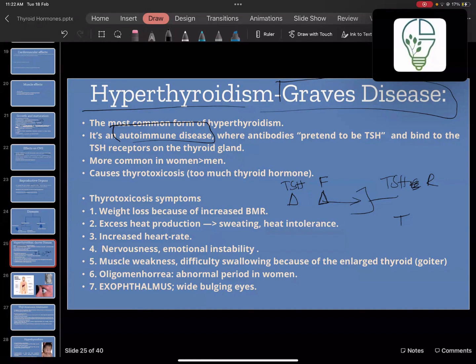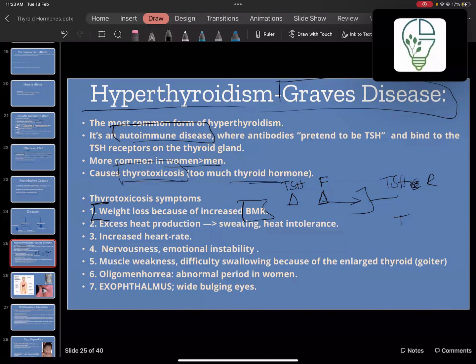So it's more common in women, and it causes thyroid toxicosis, which means too much thyroid hormone. Thyroid toxicosis symptoms: we have weight loss, because as we said, the thyroid hormone increases the basal metabolic rate, which basically means you're constantly burning energy. You're constantly making energy and burning energy. Like you're just constantly using the glucose is what I mean.